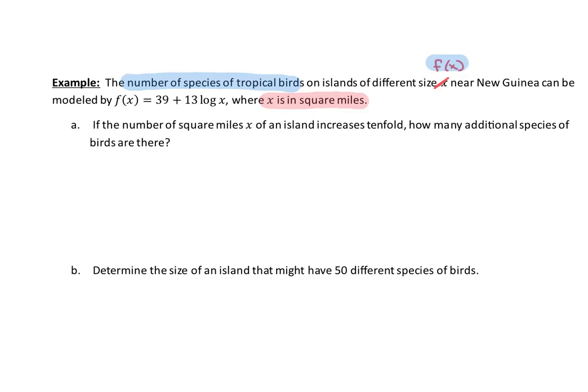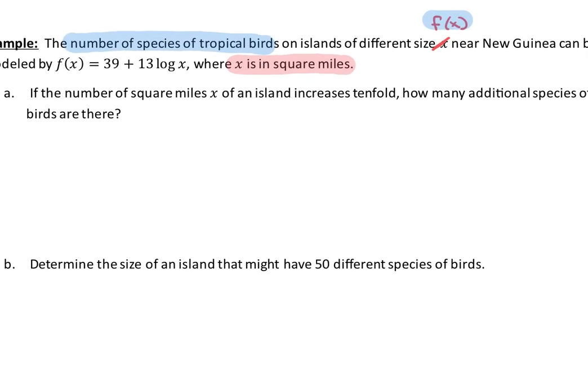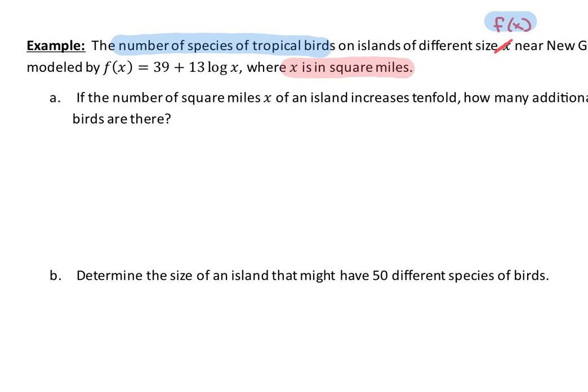It says, if the number of square miles x of an island increases tenfold, how many additional species of birds are there? All right, so let's talk about how we're going to figure this out. Okay, I'm going to start by plugging in 1 for x.